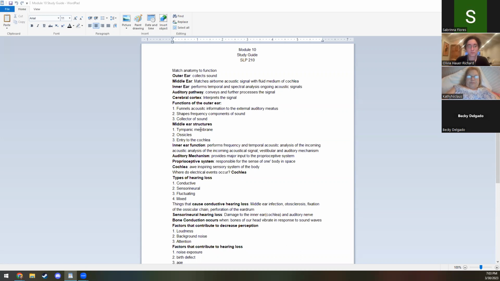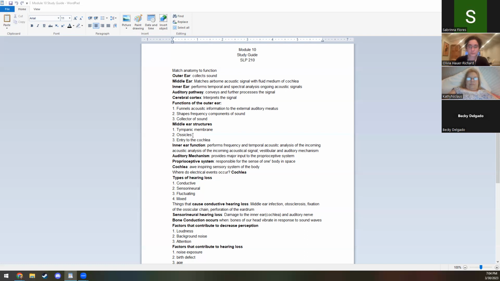So the outer ear collects sounds, the middle ear matches airborne acoustic signals with the fluid medium of the cochlea. The inner ear performs temporal and frequency analysis of acoustic signals. The auditory pathway conveys and further processes the signal. The cerebral cortex interprets the signal. The functions of the outer ear are to collect sounds, shape frequency, and funnel acoustic information to the EAM.